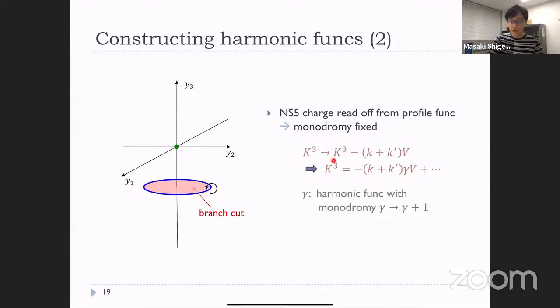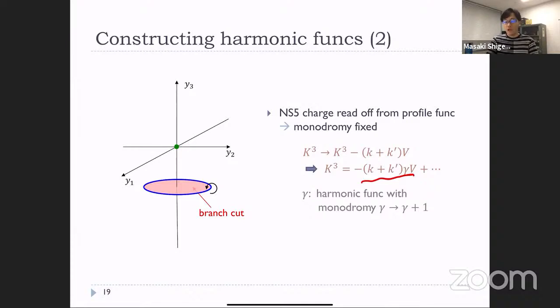K3 should go to K3 minus K plus K prime V. And this monodromy can be certainly realized if you take K3 to be this, so minus K plus K prime times gamma V, where this gamma is a harmonic function with monodromy gamma going to gamma plus 1. So it's a simple harmonic function. Of course, if you do this, this expression is not going to be harmonic.